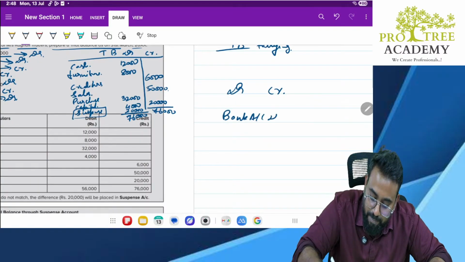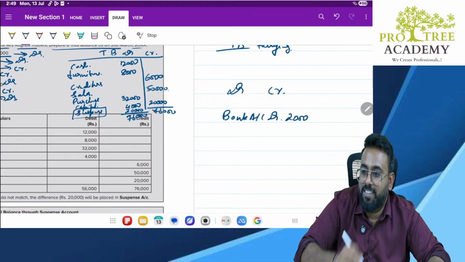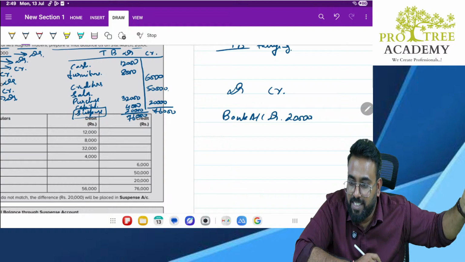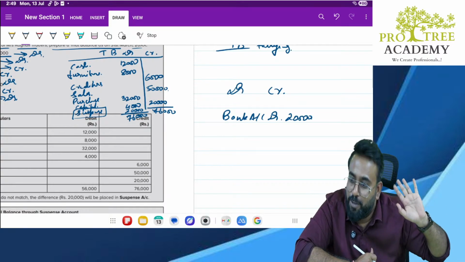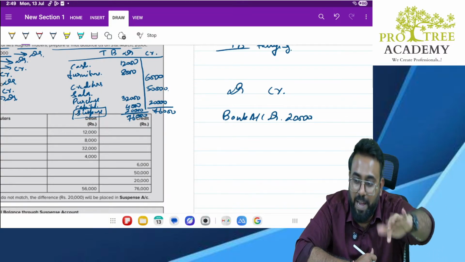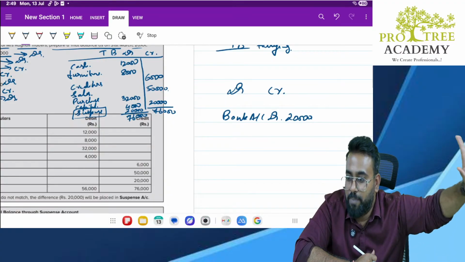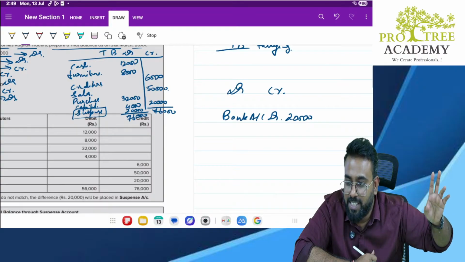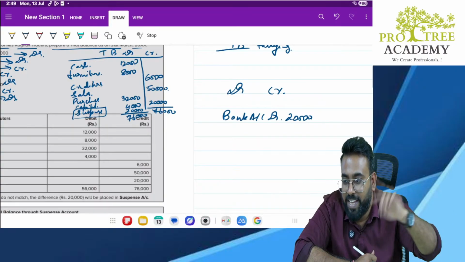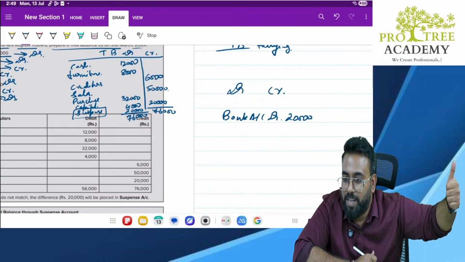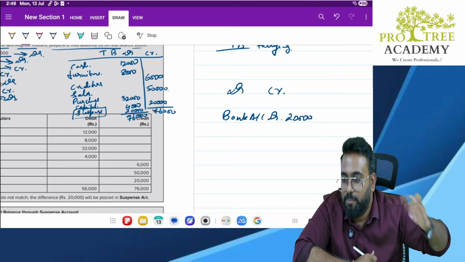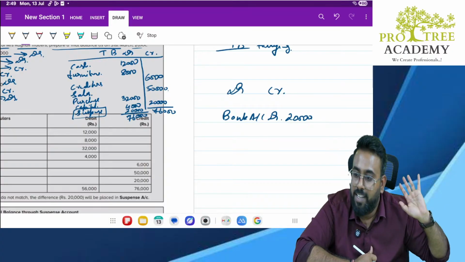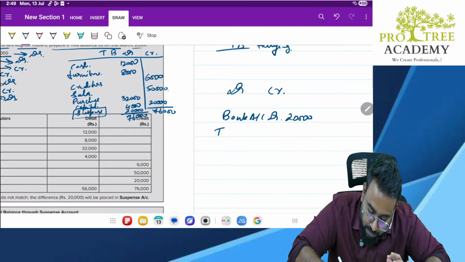Bank account, debit. How much? 20,000. Now, what to credit, sir? Suspense has a debit balance. Now that suspense is no more suspense because you found out what was the suspense. Suspense was bank. Now it has debit balance. Now its balance has to come down. What do we do in mathematics? When a number is in plus, to bring it down, we do minus. Correct or no? So here, to bring it down, what we do? Minus. So it was debit balance. Now we will put it on the credit side. Automatically it will become 0.